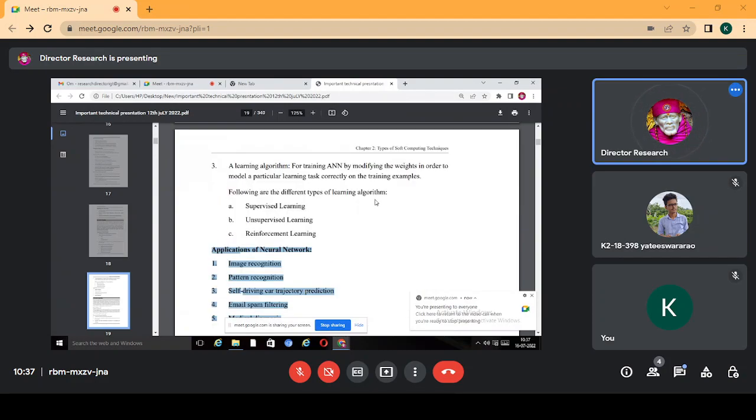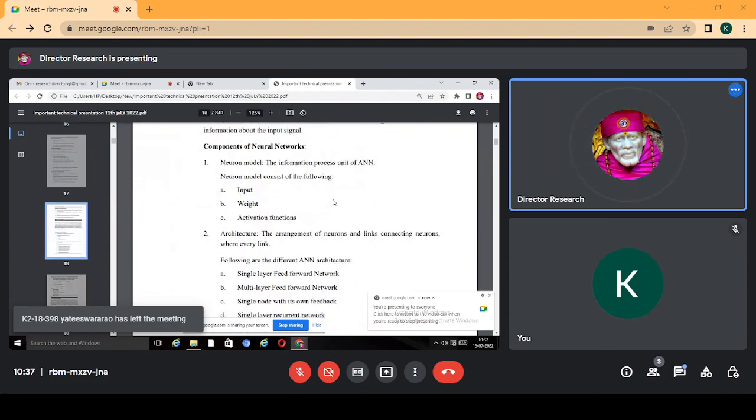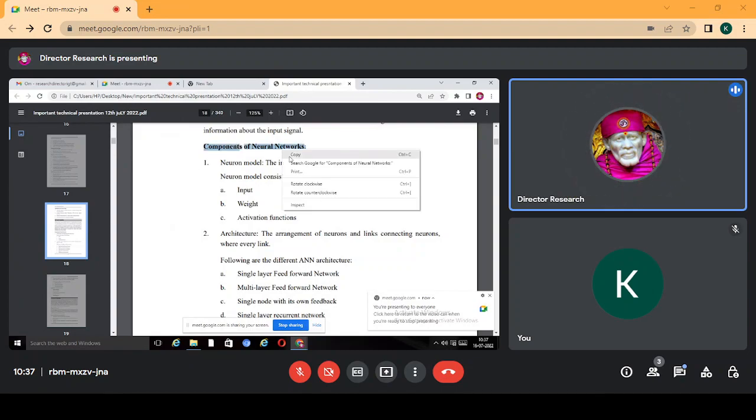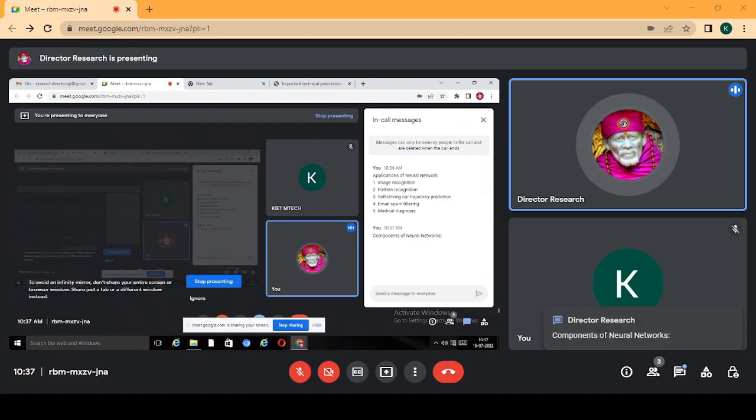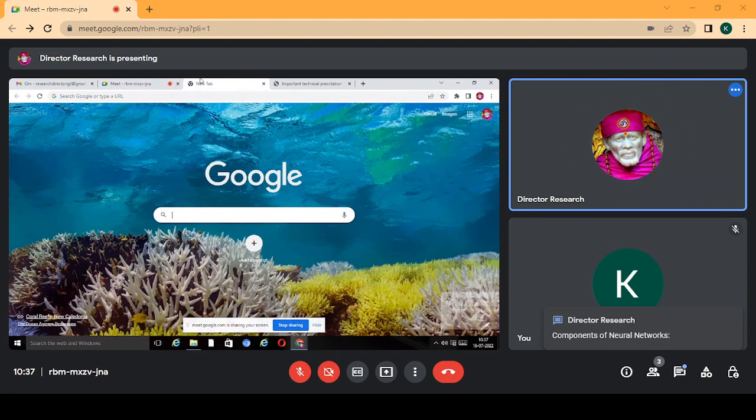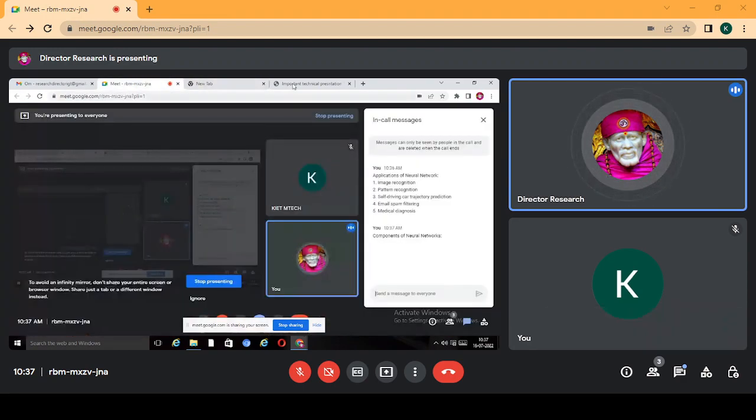Okay, so here the components of neural network are also very important. Neuron model, the information processing unit of the artificial neural network, consists of the following. This is very important. Components of neural network. These are compulsory and very important from the examination point of view.